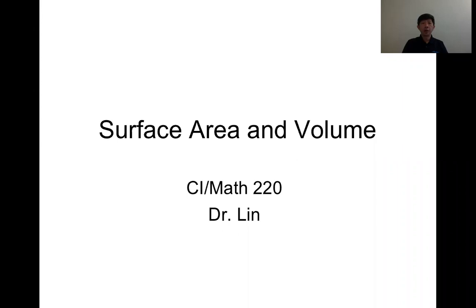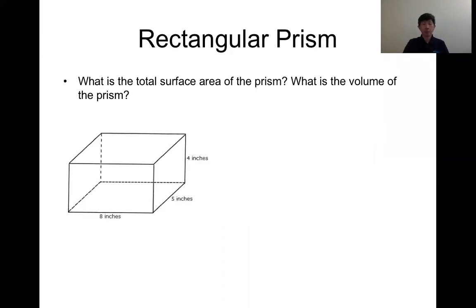Today we will learn about surface area and volume. Now take a look at this rectangular prism. What is the total surface area of the prism? And what is the volume of the prism? That's finding out the surface area. Surface area is basically an area, and we're looking for the area outside. And for the volume, we're looking for the inside.